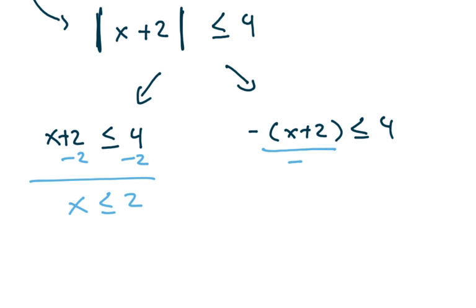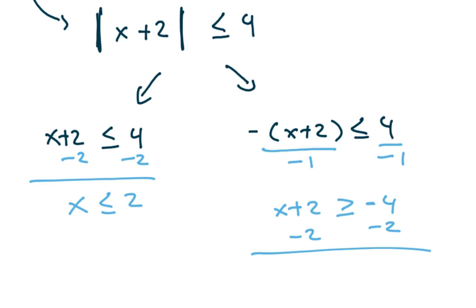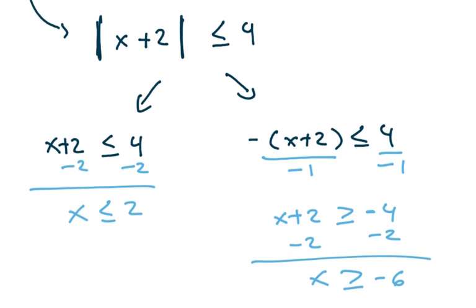On this side, we have to be a little bit more careful. We have to flip the inequality, say it's negative, subtract 2, and x is greater than or equal to negative 6. Okay, notice what we're saying here, though.